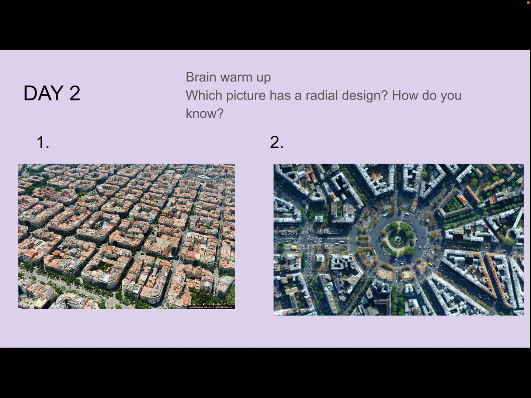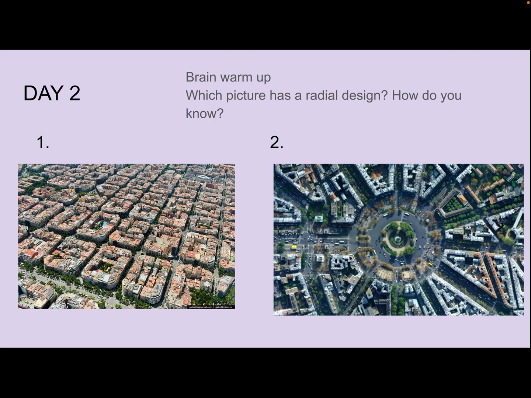designs. Before we begin, let's warm up our brains. Looking at the pictures, which picture has a radial design? Remember, a radial design is one that goes in a circle. Is it 1 or 2? If you said 1, you would be correct.